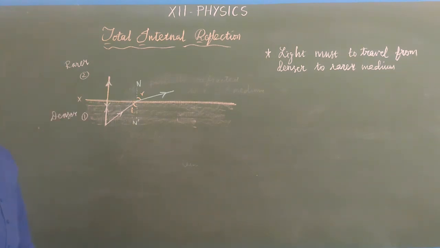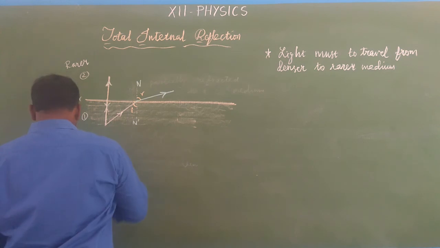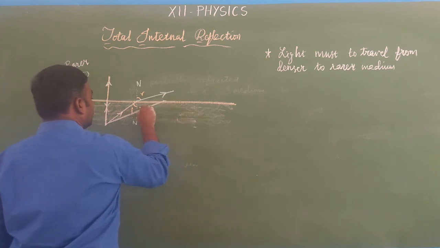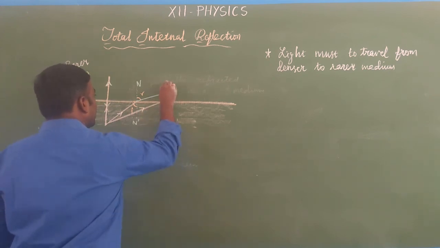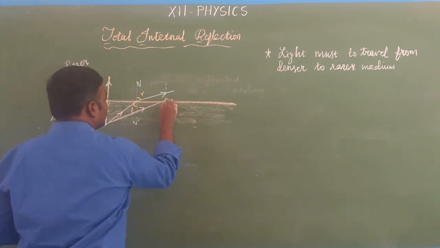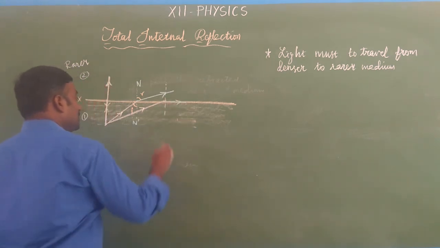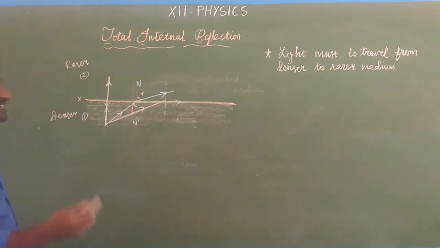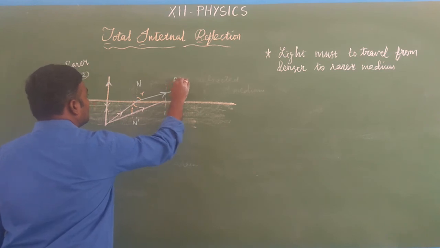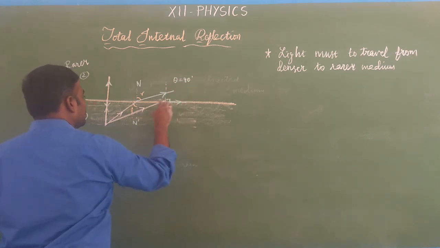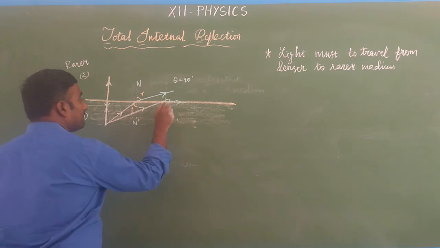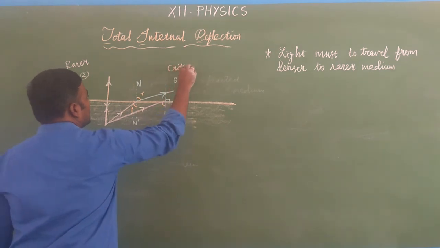But further, we are increasing the angle of incidence. The refracted ray becomes 90 degrees, which means it goes along the surface of separation. For the angle of incidence at which the refracted angle becomes 90 degrees, that is called the critical angle. So here theta is equal to 90 degrees. For a particular angle of incidence, the refracted ray becomes 90 degrees; this is called the critical angle.